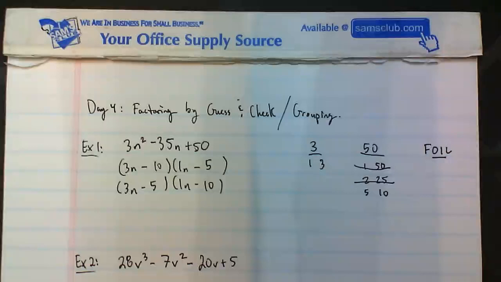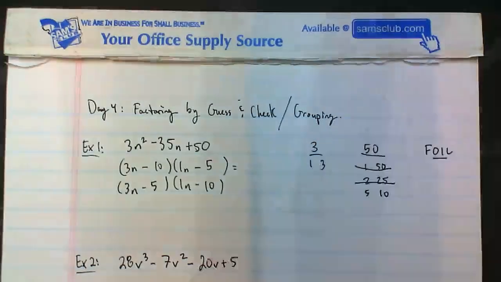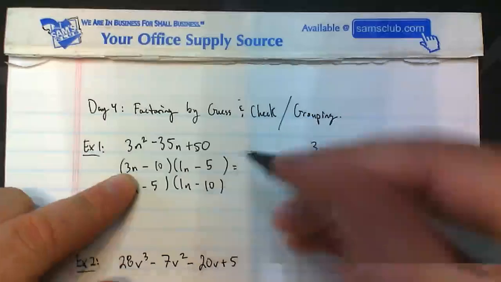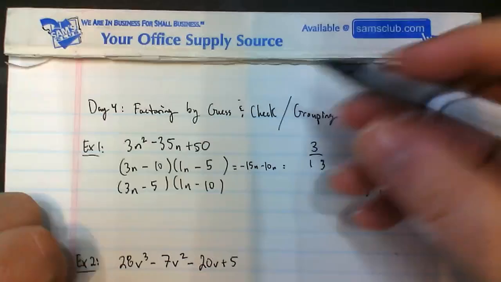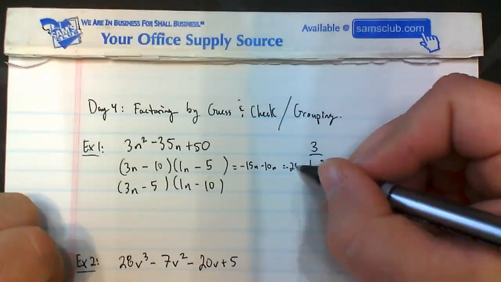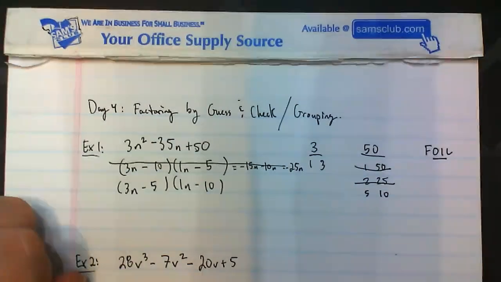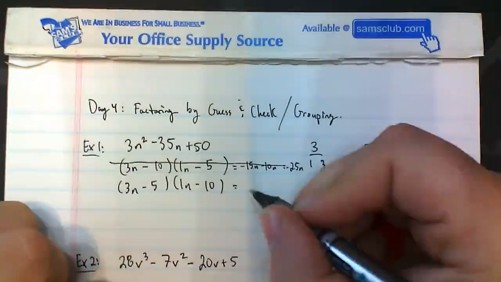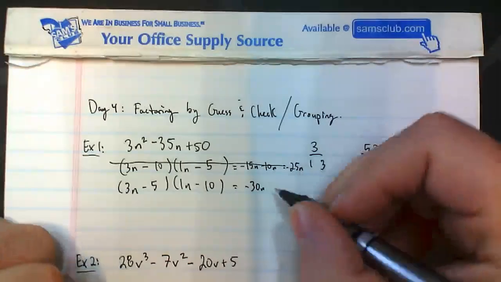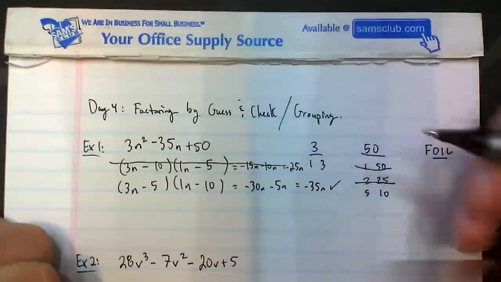Notice how I switched the 5 around and the 10 around. And so if you use the O and the I part of FOIL again, you can check to see if it works out to give you the 35. So 3n times negative 5 is negative 15n, and negative 10 times 1n is negative 10n, and that is equal to negative 25n. So that does not work. So let's hope that this one does.